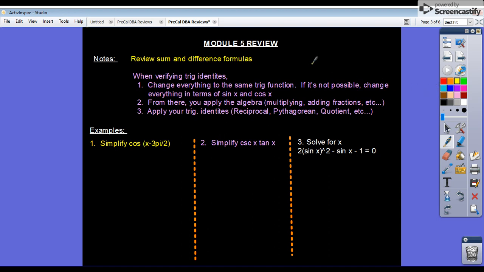So we've reached everyone's favorite, Module 5. Some of the things that I'm going to go over today are the sum and difference formulas, as well as verifying trig identities and solving a trig equation.